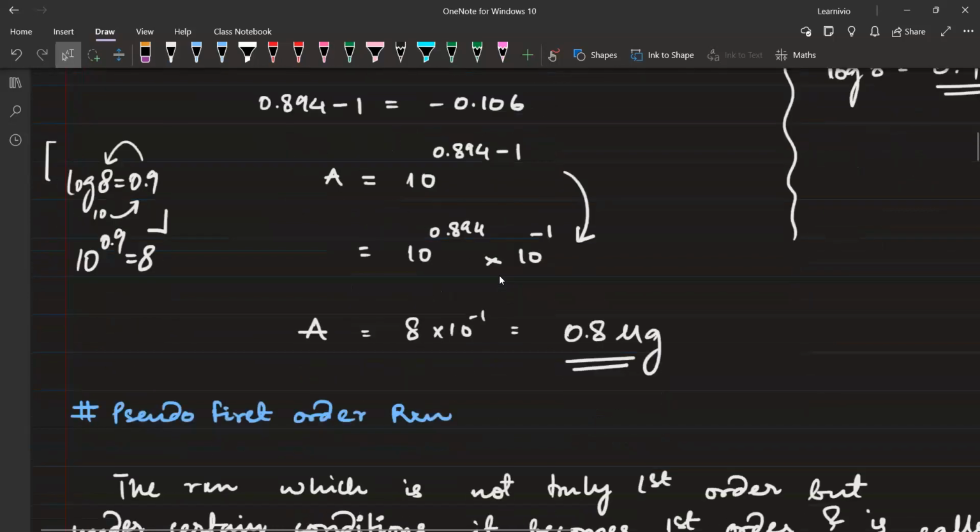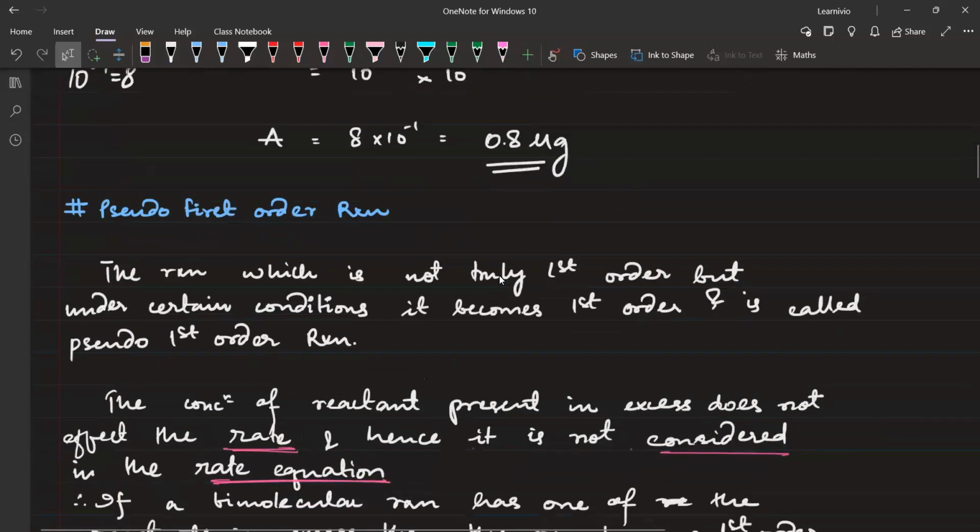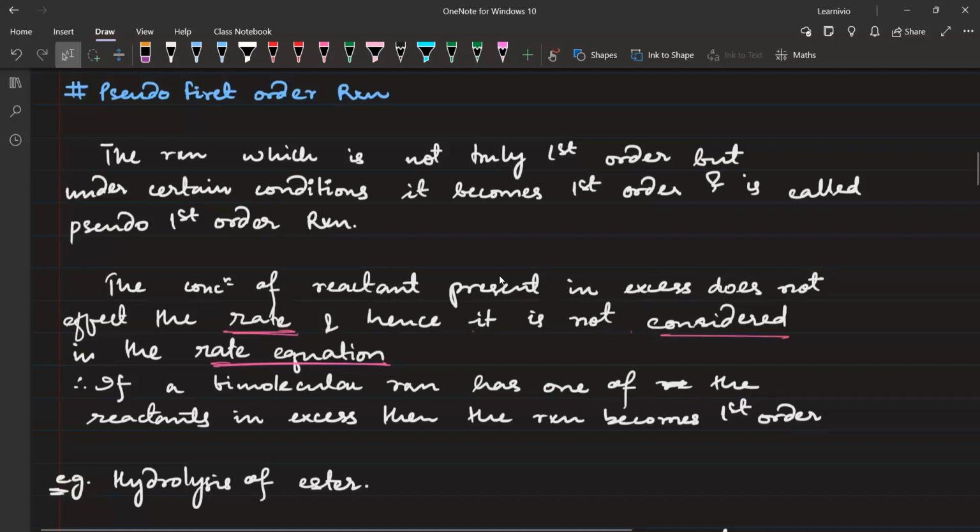Next we have pseudo first order reaction. ठीक है? Pseudo first order reaction is basically क्या होता है? There are many reactions which seem like second order if you look at the surface, but they are considered to be first order reaction, ठीक है? At some particular condition. The reaction which is not truly first order, but under certain condition it becomes first order, is called pseudo first order reaction.